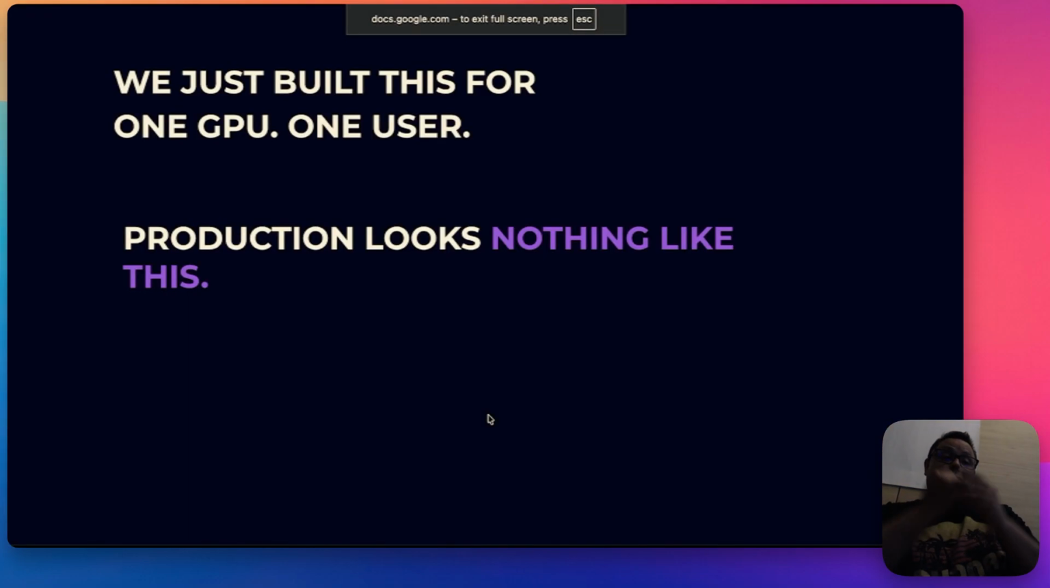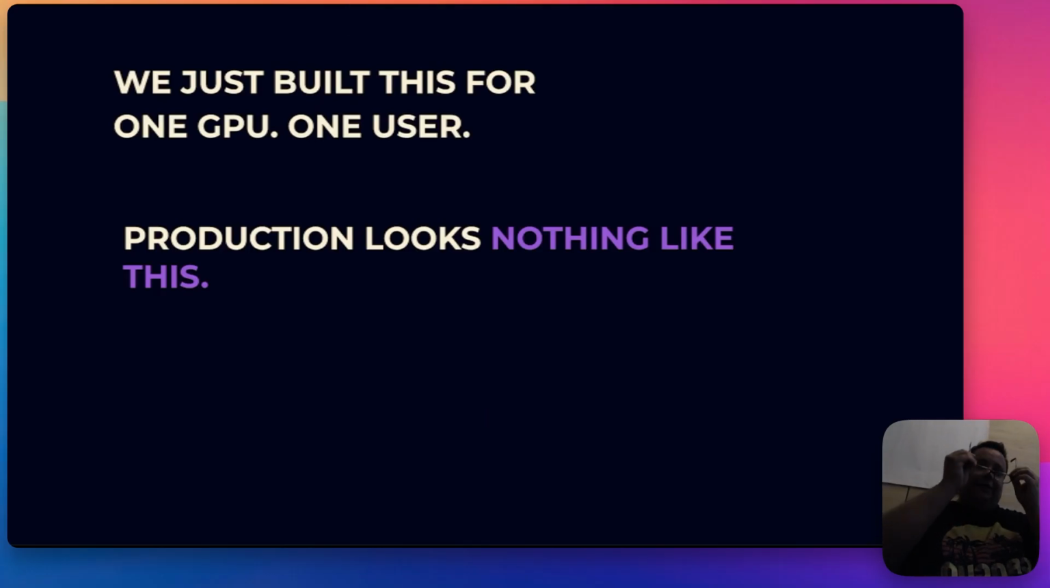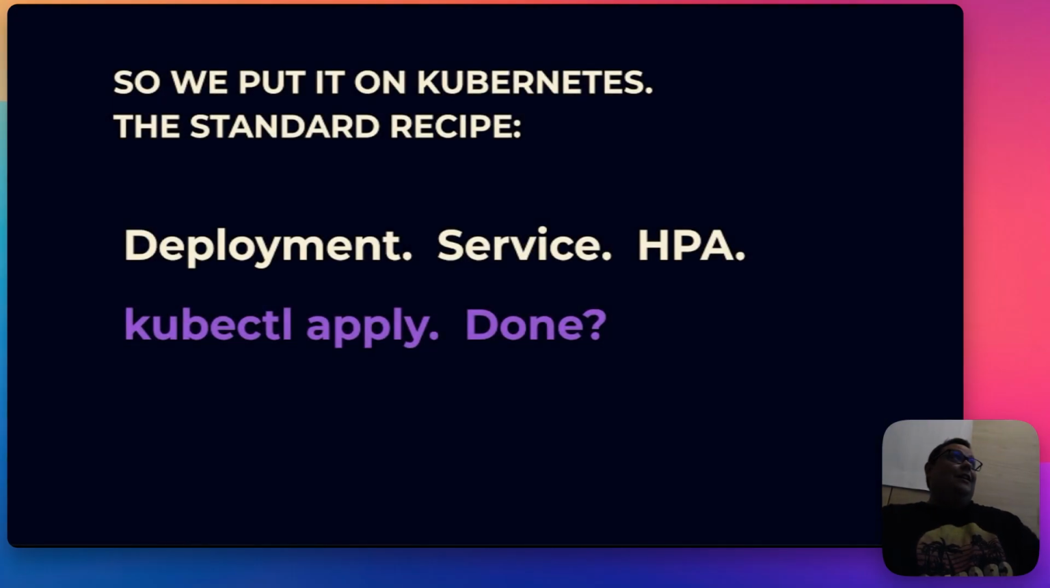So it's cool that it is working here locally on my machine with KV cache, but we just built this for one GPU and for one user. And production looks totally different when you're hosting the models. So let's say we would start hosting my GPT in a Kubernetes environment. And the first thing, without checking what's currently available: let's use the deployment, the service, and a horizontal pod autoscaler, kubectl apply, and then we are done, right? Because then it's running. No?